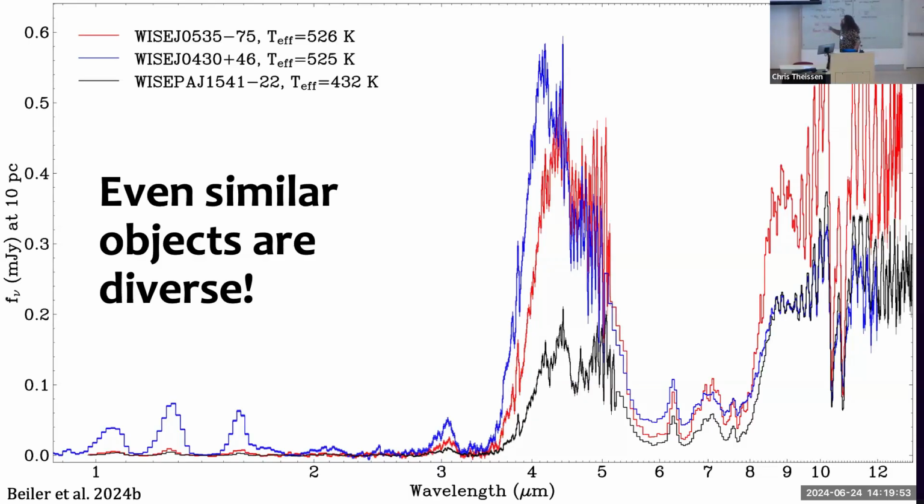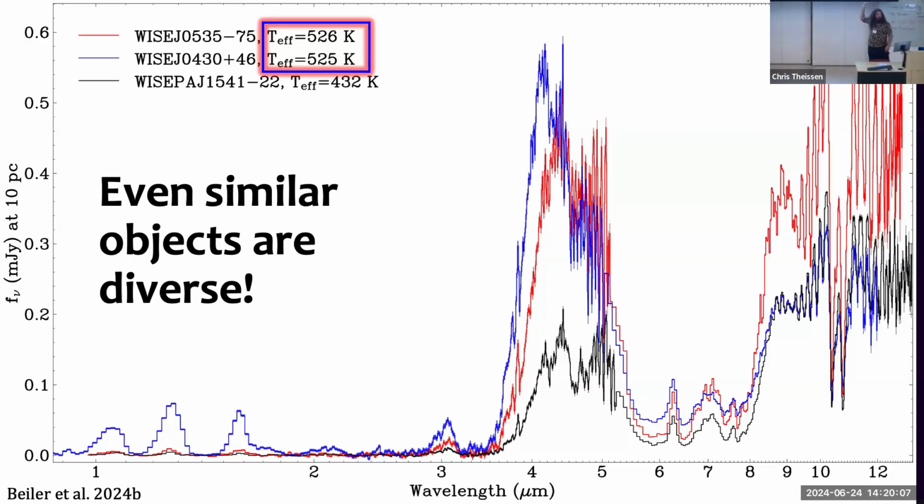WISO 535, WISO 430, and WISO 1541. The two objects up top, the red and blue, are basically the same temperature, and the black object is about 100 Kelvin cooler. And you'll see that the two objects that are basically the same temperature don't match anywhere in their spectra. They look completely different.